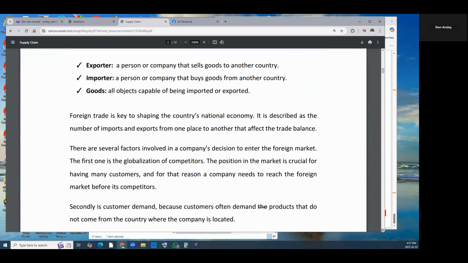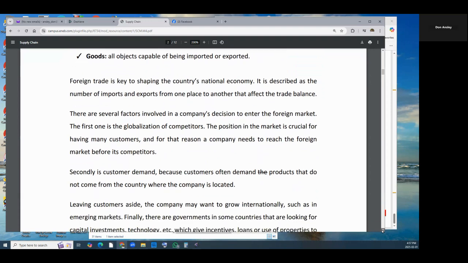Foreign trade is a key to shaping the country's national economy. It is described as the number of imports and exports from one place to another that affect the trade balance. There are several factors involved in a company's decision to enter the foreign market. The first one is the globalization of competitors. Their position in the market is crucial for having many customers, and for that reason, the company needs to reach foreign markets before its competitors.